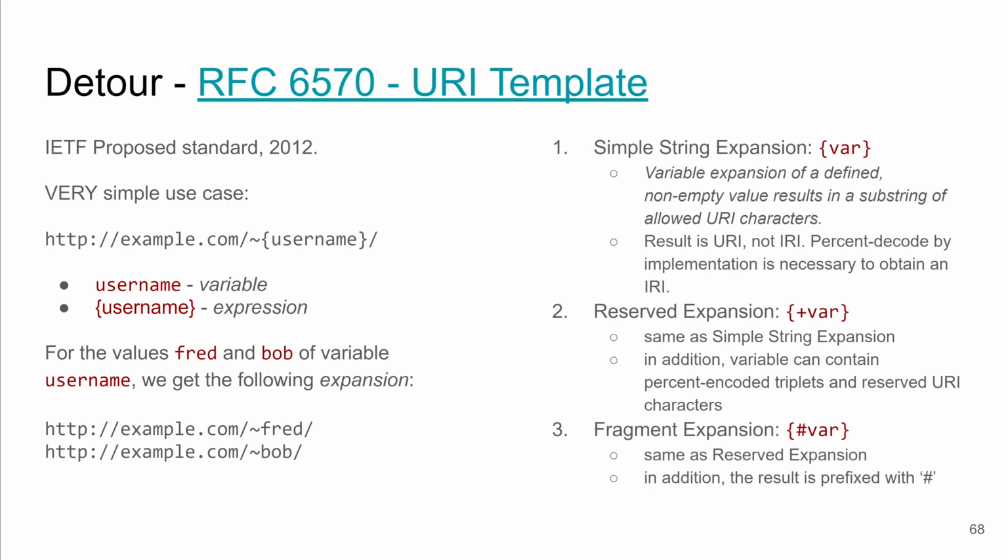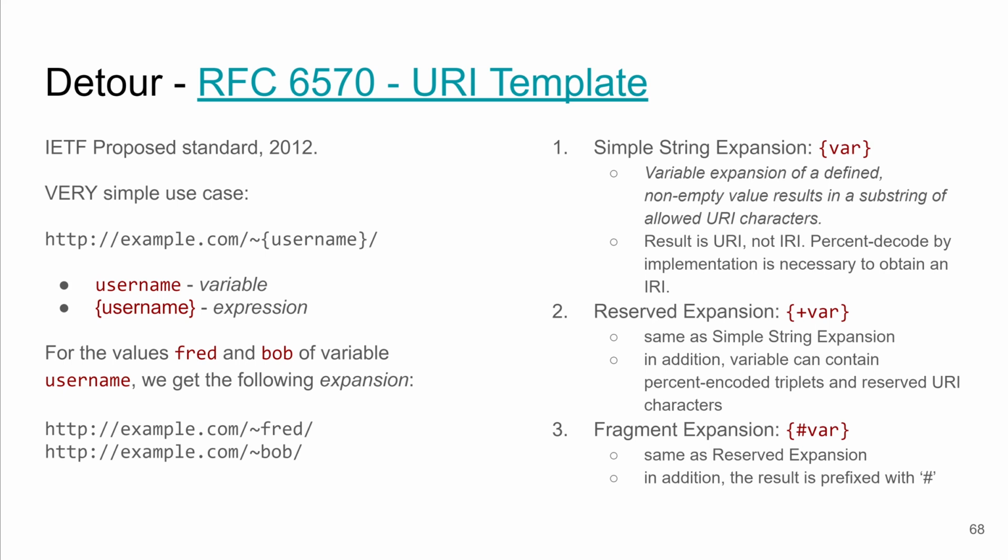And actually, there are three variants of how the expression may look like. There is the simple string expression when basically what is in the variable gets in the result URI. The result, and I emphasize this, is a URI, not an IRI. So if you want the result to be seen as, for instance, a Unicode string, the implementation needs to decode the result of the URI template expansion.